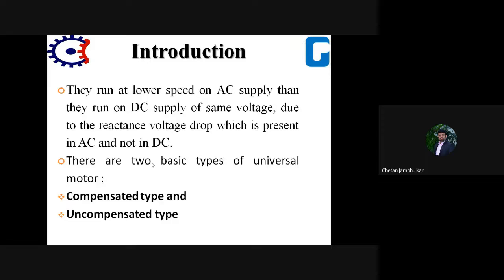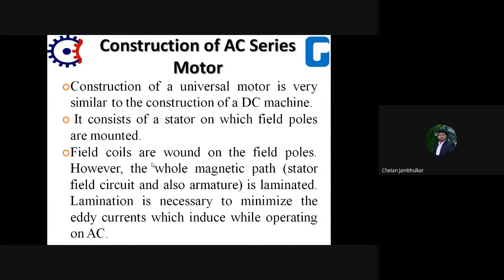So this AC series motor runs at lower speed on AC supply than it runs on DC supply of the same voltage, due to the reactance voltage drop which is present in AC but not in DC. So this AC series motor is of the compensated type or uncompensated type.